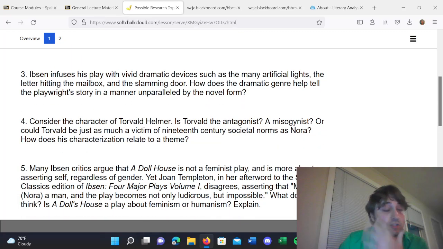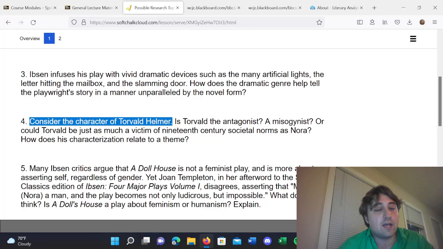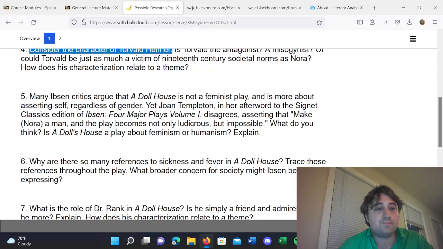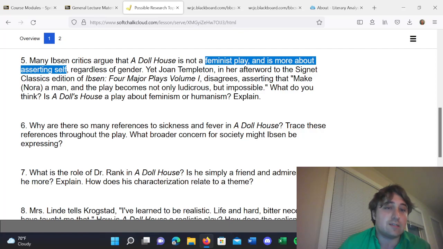So there's a lot more of these. So you could write about vivid dramatic devices. Those are the devices of a play, right, of a drama. You could look at a character in particular and ask questions about the character. You could also look at certain themes that people write about. So a lot of people write about feminism or themes of asserting the self, right? Being self-governed, being self-motivated. So you could write about themes like that.